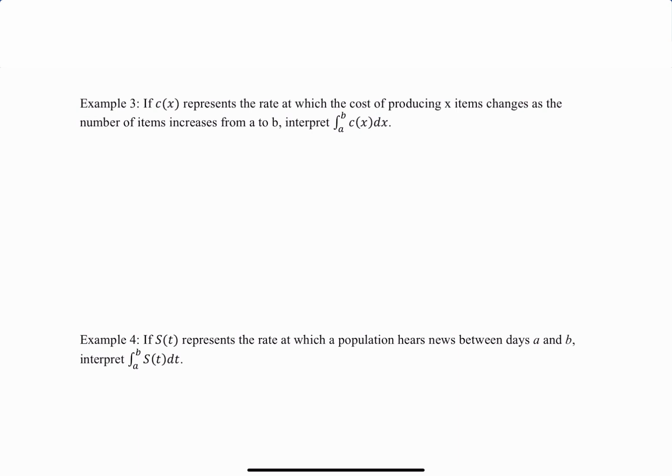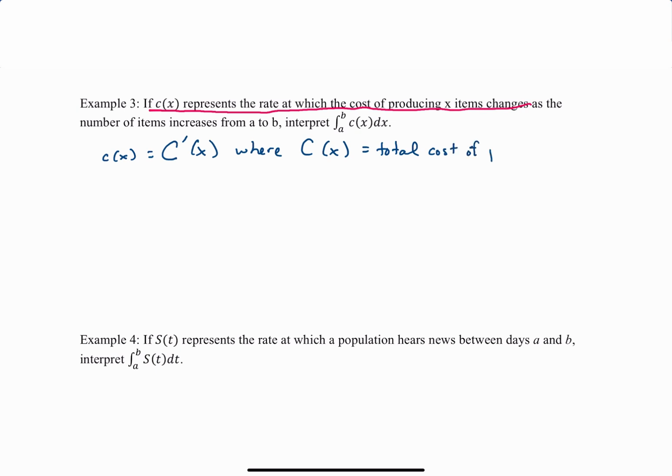When it says that little c of x represents the rate at which the cost changes, that is saying that little c of x is the derivative of capital C of x, where capital C of x is the total cost of producing x items.